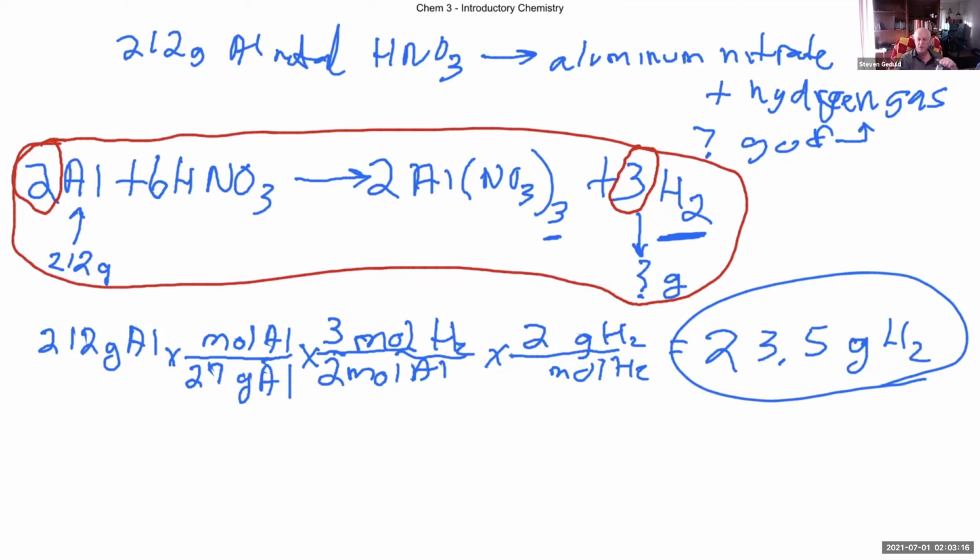You write your balanced chemical equation. Then you go from the grams you start with that you can measure in the lab. You go from grams to moles, to moles with your chemical equation, and moles back to grams of what you're looking for.